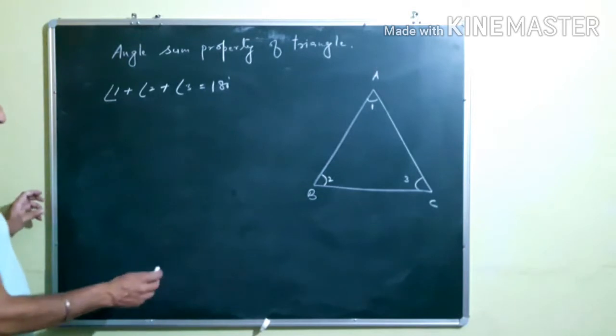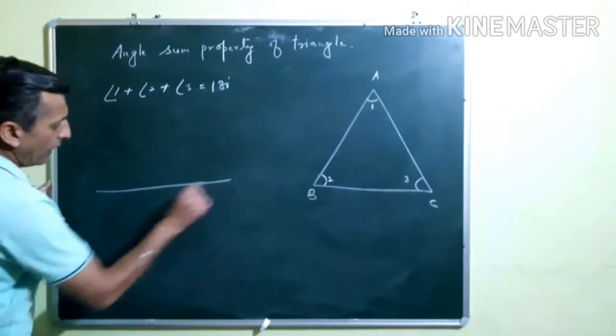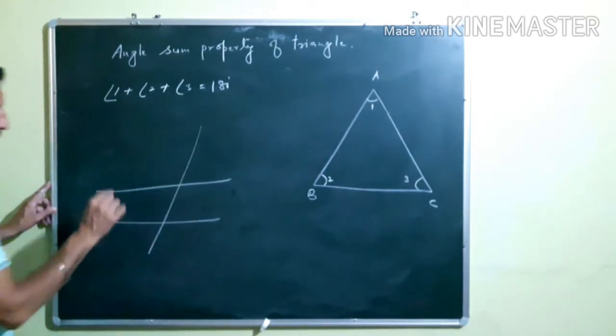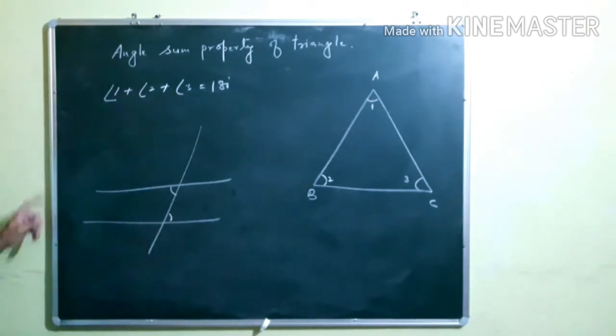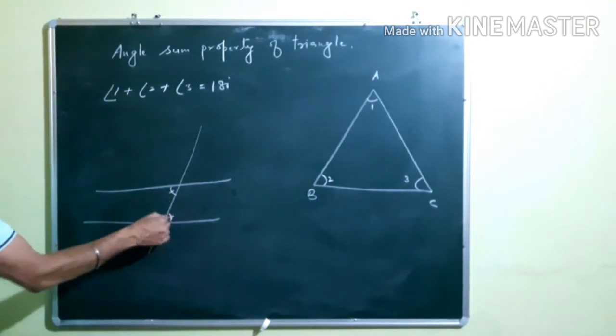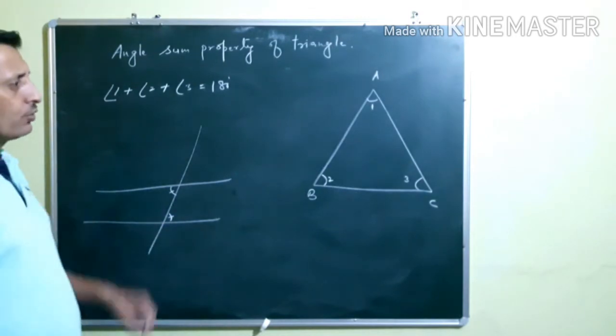Once again I am going to use the same concept. That means when the lines are parallel and this is your transversal, in that case your alternate interior angles are equal. This one and this one, they are equal. I want to use this concept.